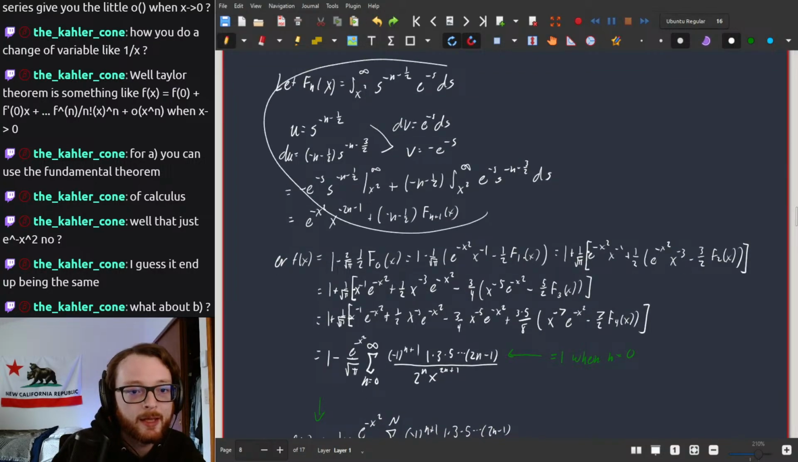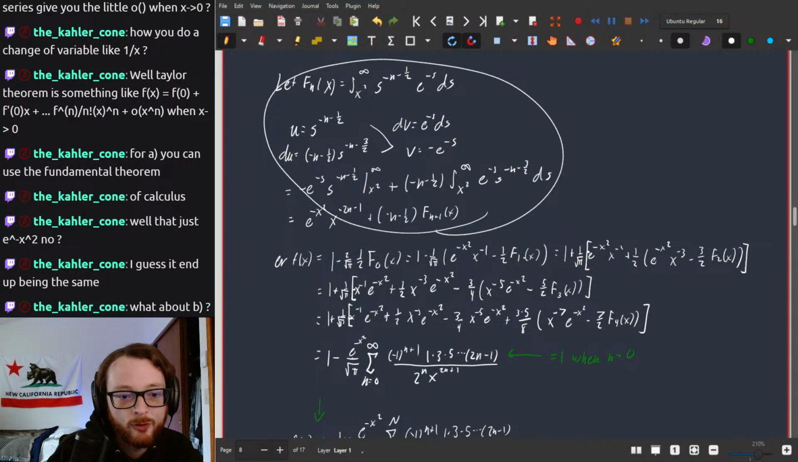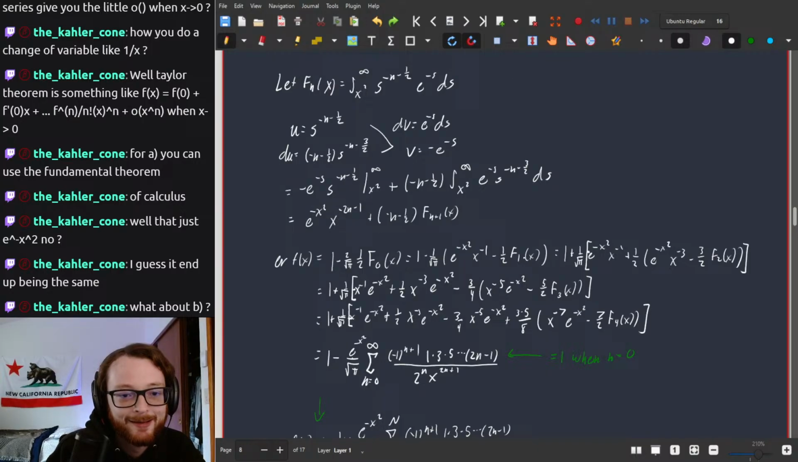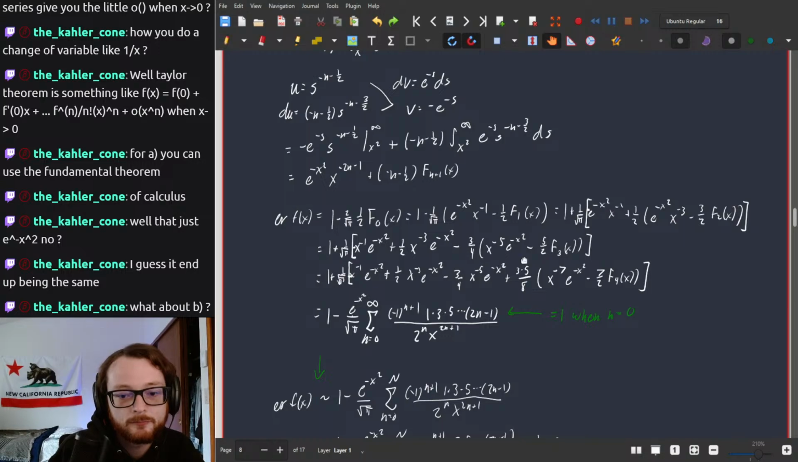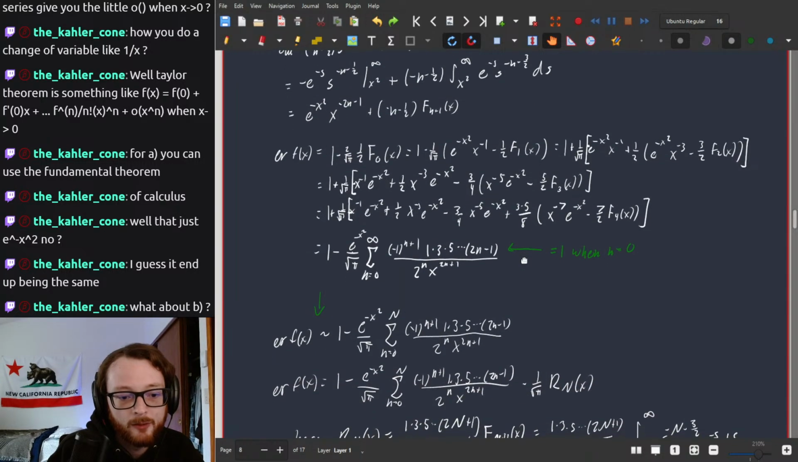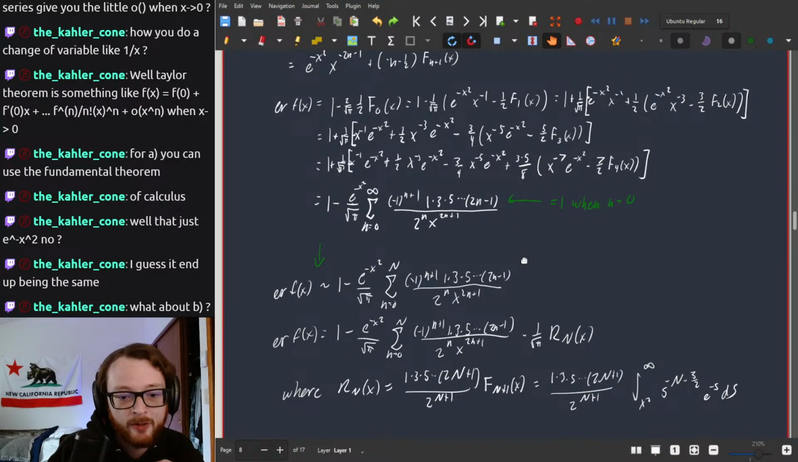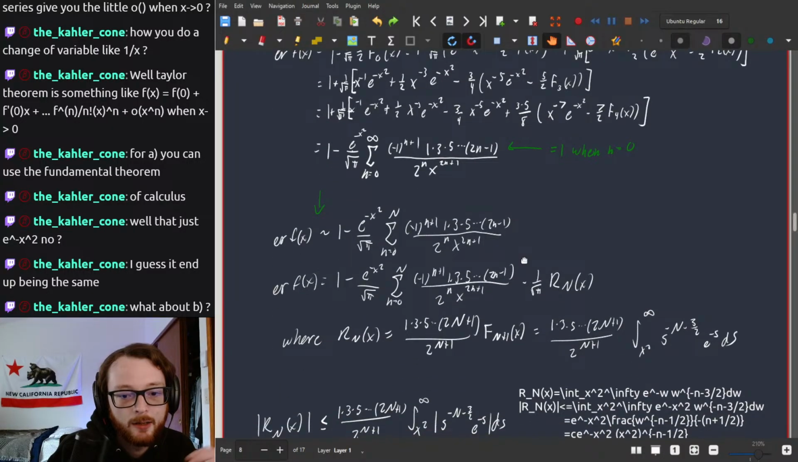I wrote it here with this f sub n type of thing. You don't have to do this, but basically if you integrate by parts again and again and again, a series kind of pops out, and you can summarize it into this pattern here. So you just integrate by parts, the series just pops out at you. And you can again bound the remainder.